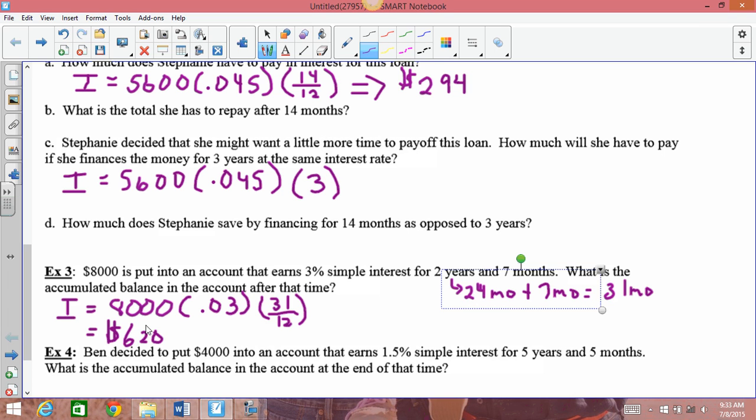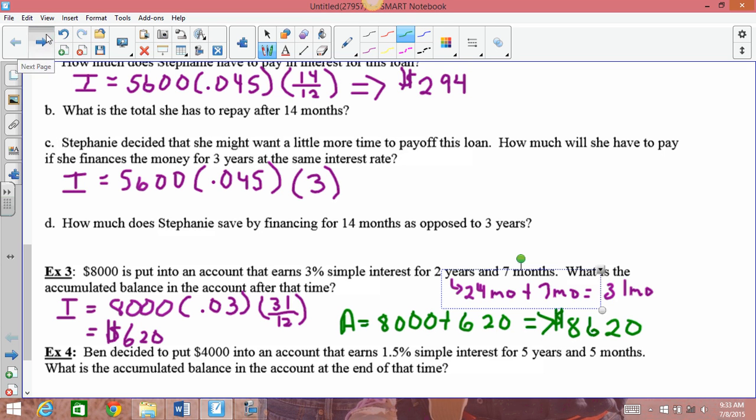That's how much interest. Always be careful about making sure you're answering the question. This doesn't want to know how much interest. It wants to know what's the accumulated balance at the end of the time frame. So to find my accumulated balance, A equals principal, how much you put into the account, plus how much, in this case, interest that you earned, $620. So final answer that we're looking here then is $8,620. Okay. I'll let you try example 4 because it runs right in line with what we just did there. All right, we'll flip it on over then.